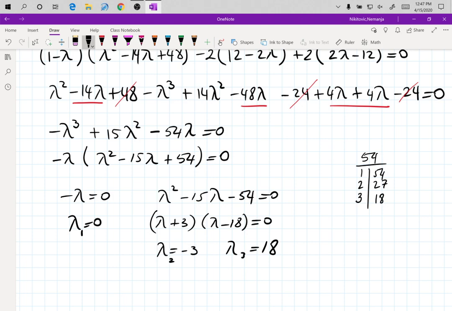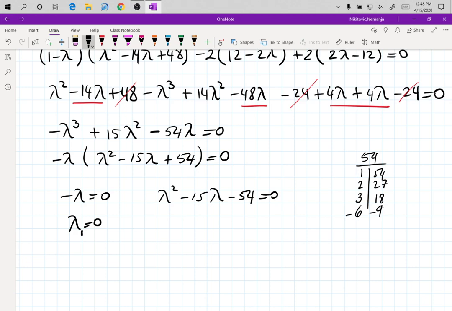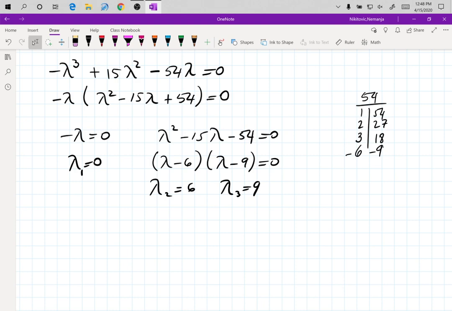So this doesn't work anymore. Oh, 6 and 9. Yes, 6 and 9 to make 54, and then both negative. So lambda minus 6, lambda minus 9. So lambda 2 is 6 and lambda 3 is 9. Yes! I'm so happy. We're actually going to finish this problem today.